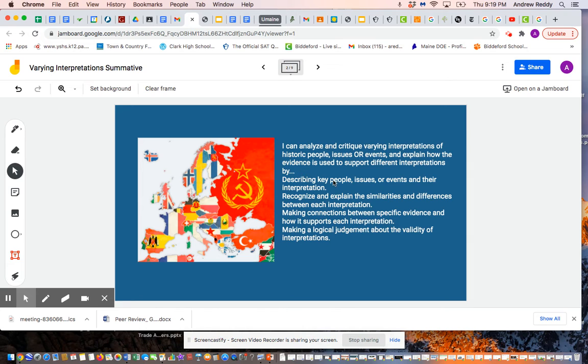You need to describe key people, issues, or events and their interpretation, recognize and explain similarities and differences between each interpretation, make connections between the evidence and how it supports each interpretation, and then make a logical judgment about the validity of those interpretations.